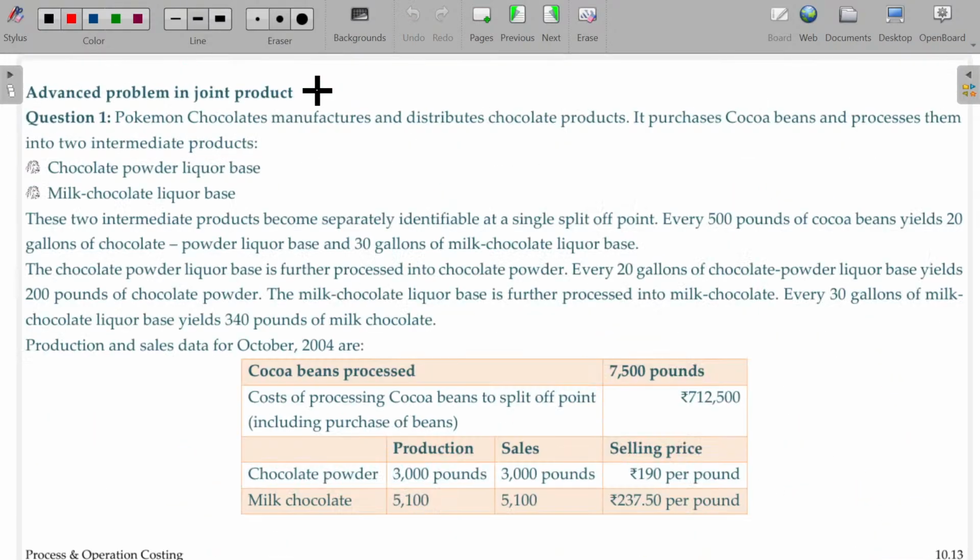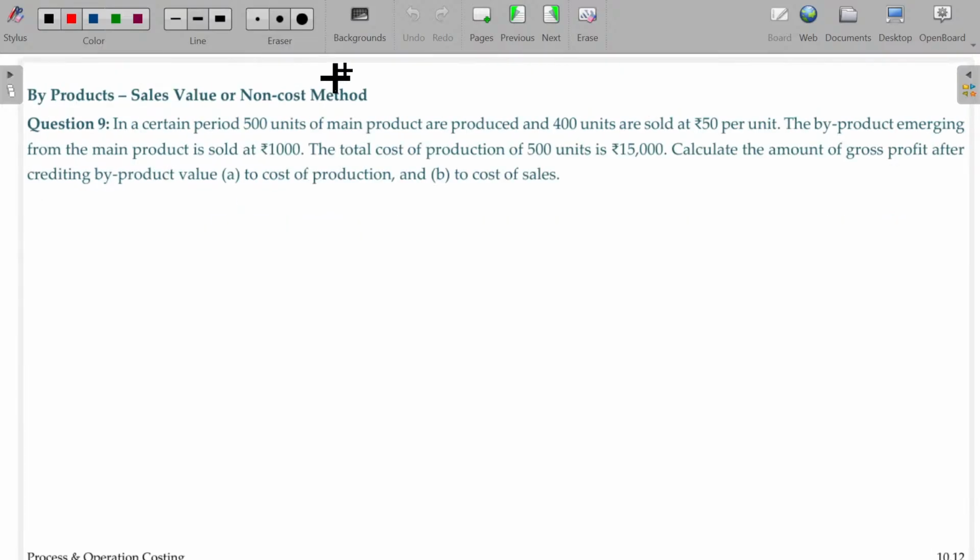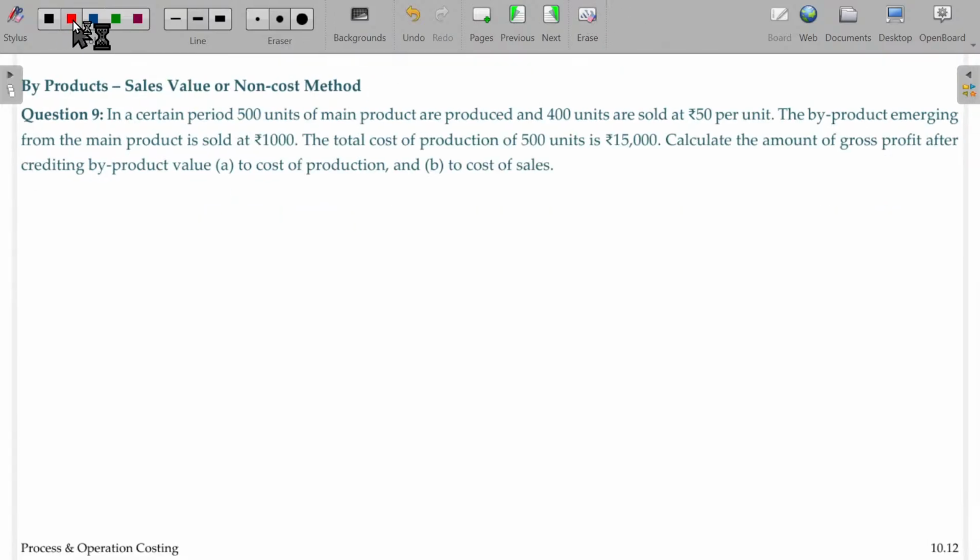Now, accounting treatment for the byproduct. Question number 9. In a certain period, 500 units of main product are produced and 400 units are sold at 50 rupees per unit. The byproduct emerging from the main product is sold at rupees 1,000. So the amount recovered by selling the byproduct is 1,000. The total cost of production of 500 units is 15,000. Calculate the amount of gross profit under crediting the byproduct value to cost of production or cost of sales.